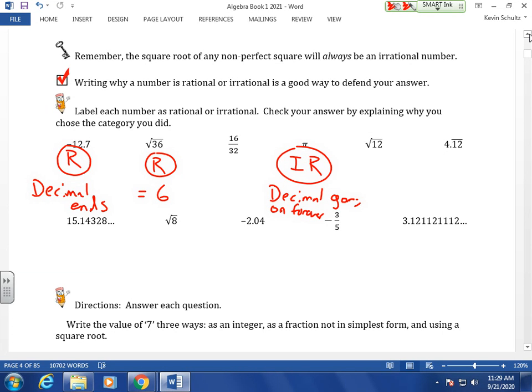Any of the other 8 that you want to talk about? Pick one. 3.1212121... Okay. 3.1211121112 dot, dot, dot. So we see the dot, dot, dot, which kind of clues us in that it's an irrational number.